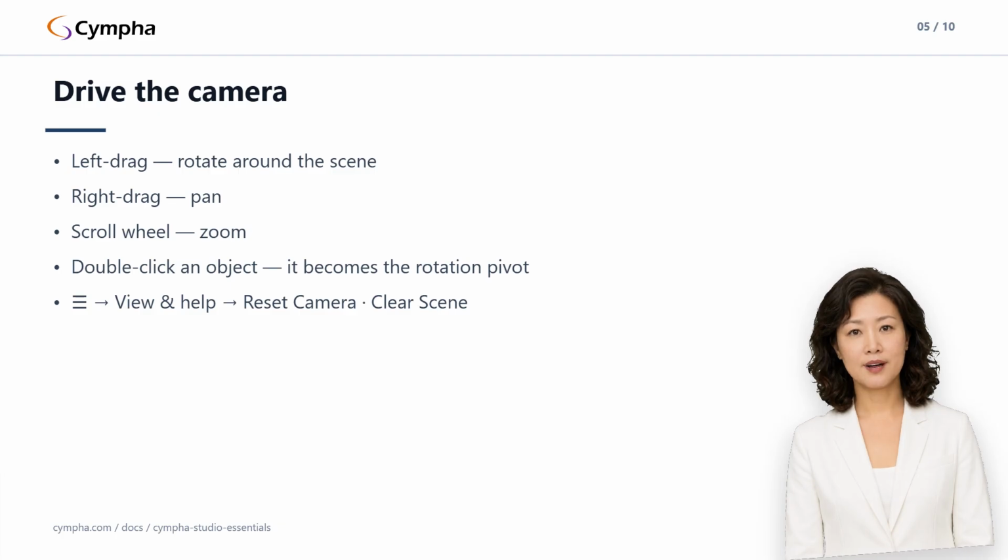Double-click any object, and that object becomes the rotation pivot. From then on, the camera orbits around it, which is exactly what you want when you're inspecting 1 tooth or 1 implant site rather than the whole scene. 2 recovery moves live in the hamburger menu under View and Help.